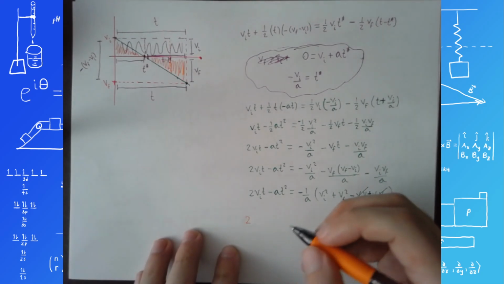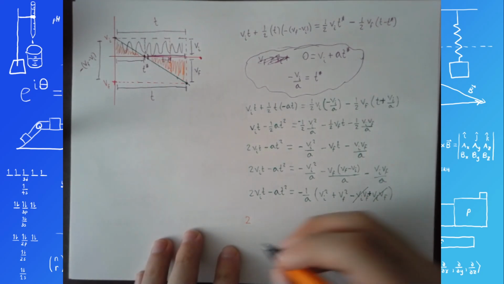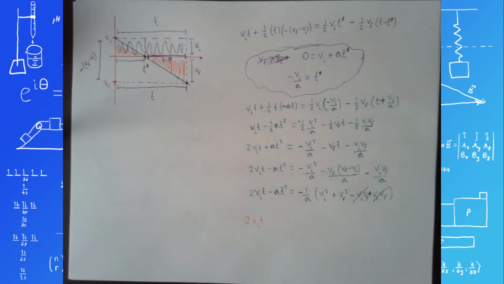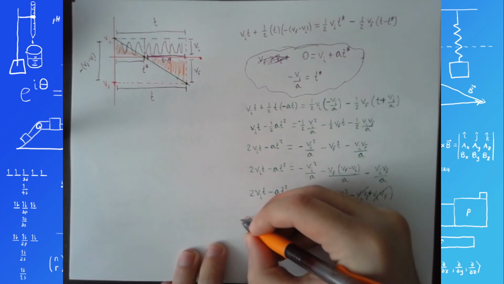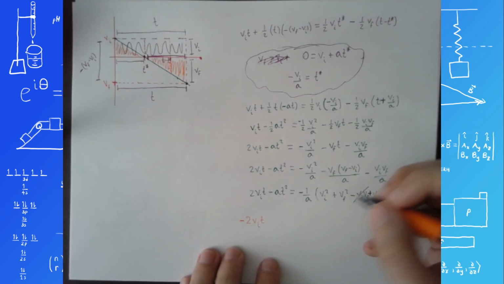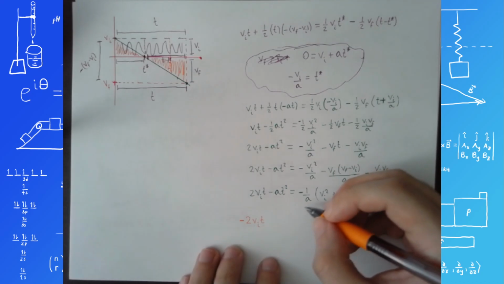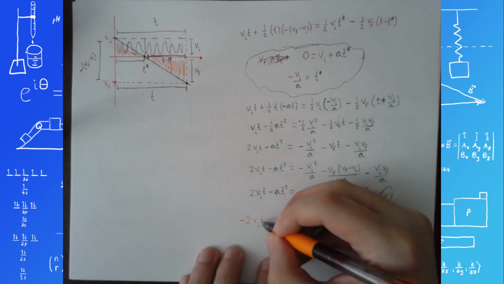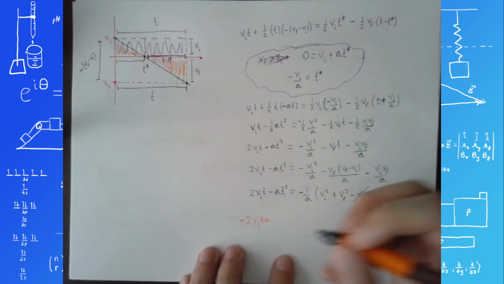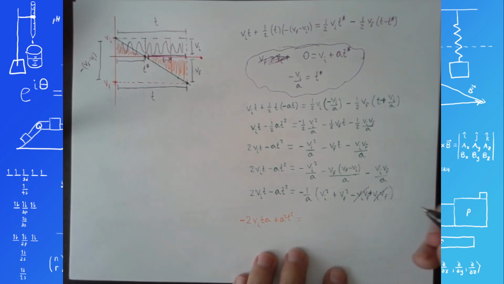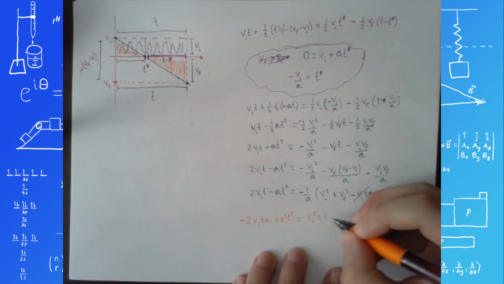Okay, 2 v initial t, what do I want to do here? Actually, I think I'm going to multiply the negative 1 over a. So yeah, multiply by negative a. Canceling negative 1 over a means multiplying the whole equation by negative a. Okay, so negative 2 v initial t times a, and then this becomes plus a squared t squared equals v initial squared plus v final squared.